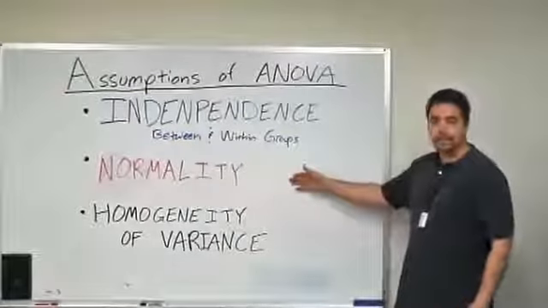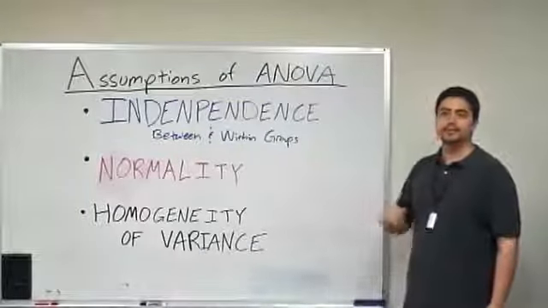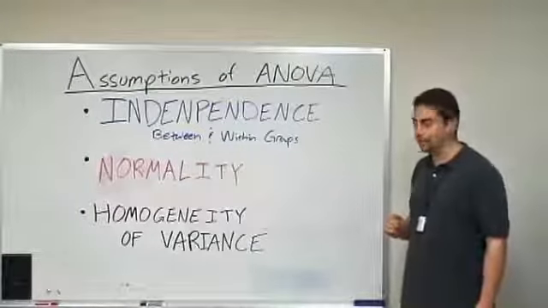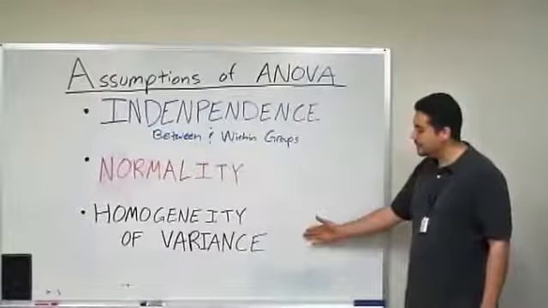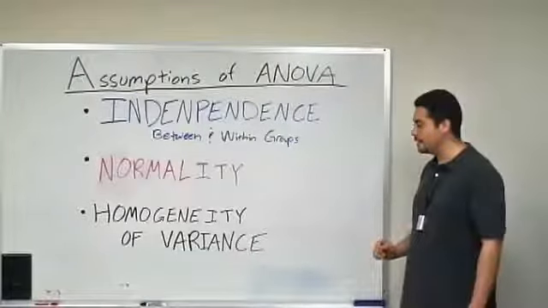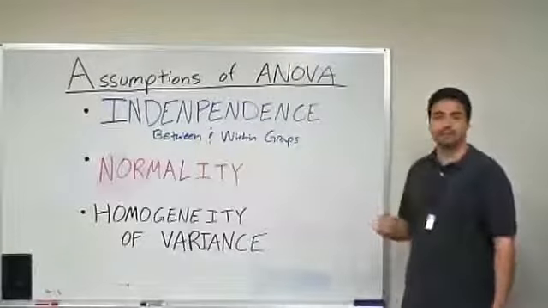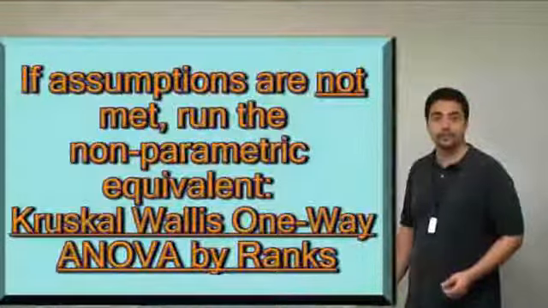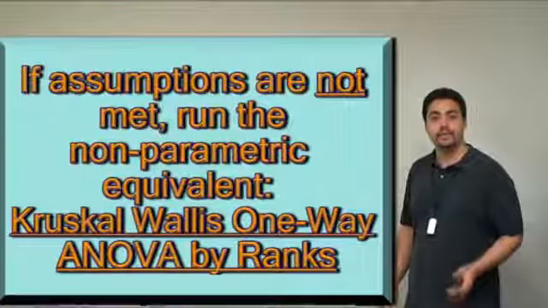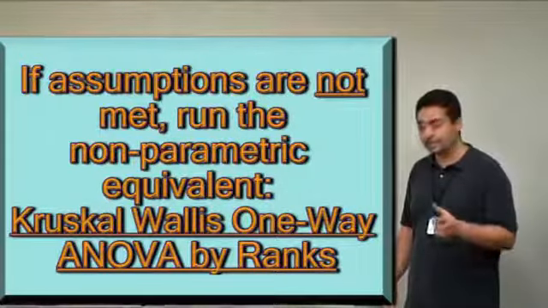Now, the assumption of normality requires that the scores be normally distributed around the mean on the dependent variable. And we'll check this in SPSS. The assumption of homogeneity of variance requires that the groups have equal variances in the population. And we'll check this in SPSS as well. So let's go ahead and do that right now.